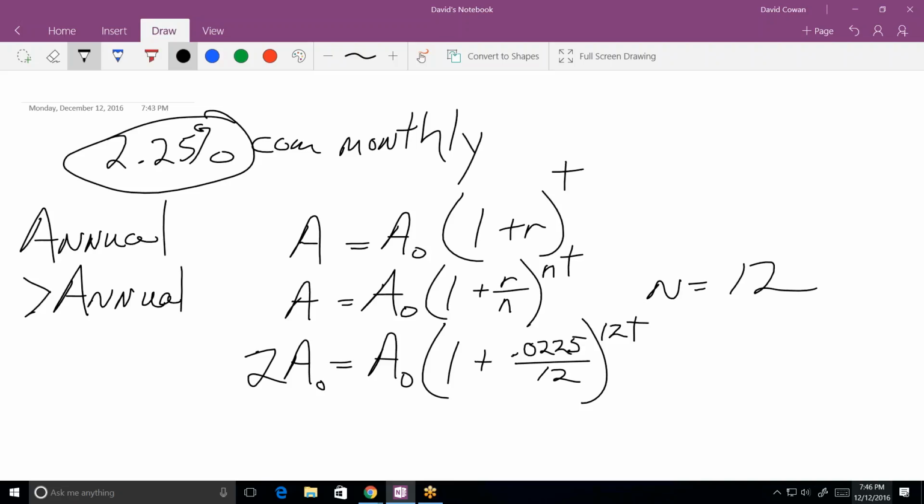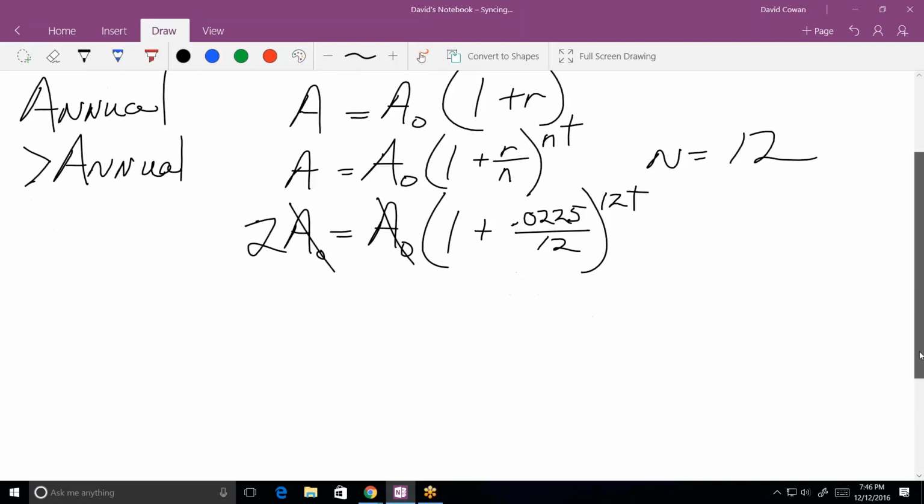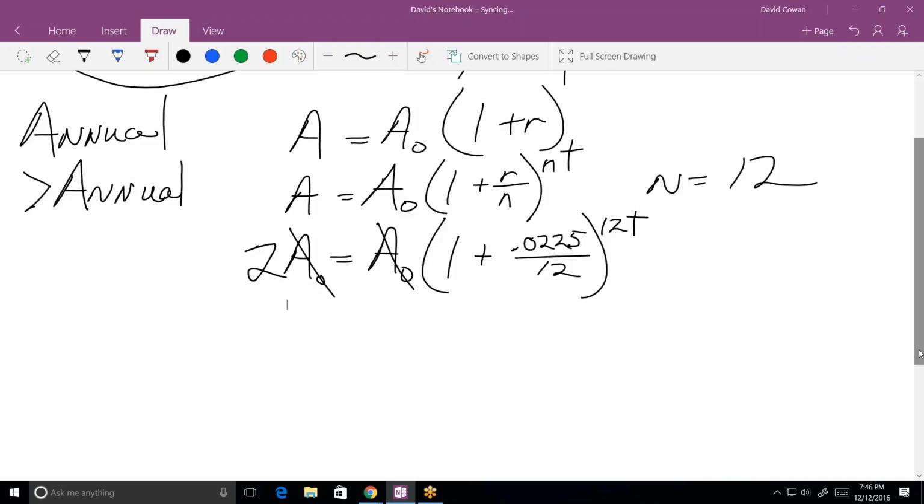And now notice what happens. It looks like we have two variables, A sub 0 and t, but the A sub 0 cancels. So we really only have one variable, and that's t. And this applies to this kind of problem, but it also applies when you have radioactive decay and they talk about half-life. With half-life, A sub 0 becomes half A sub 0, and the A sub 0's still cancel. So a lot of times you don't really need to know the initial amount, you just need to know the conditions.